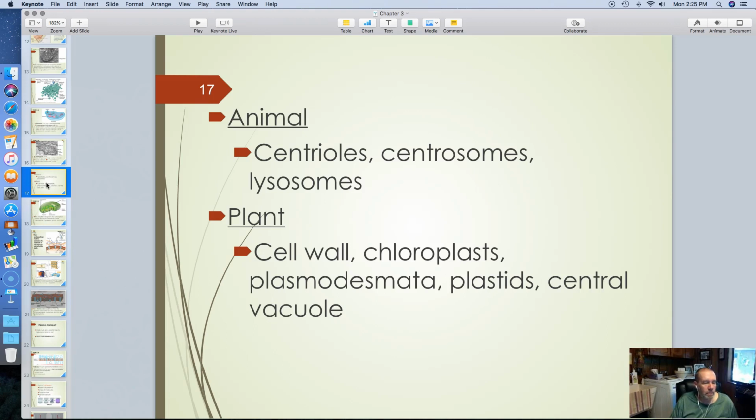So then on my page 74, it looks like, there's a section that's called animal cells versus plant cells. And so it talks about some of the things that are different between animal cells and plant cells. A couple main things is animal cells have organelles or structures called centrioles and centrosomes. And those are both involved in cell reproduction.